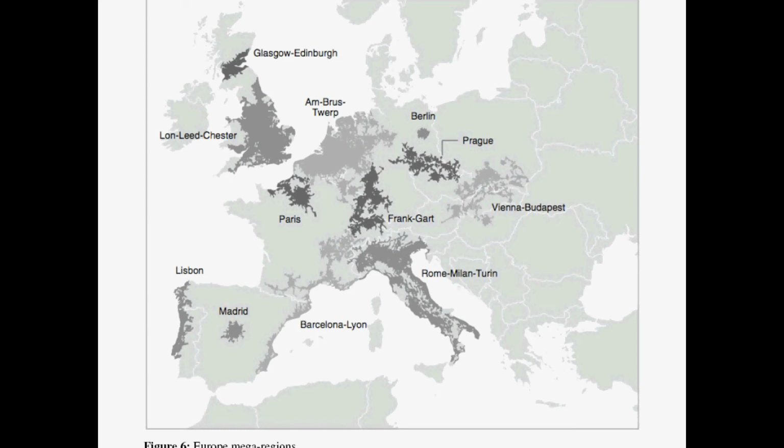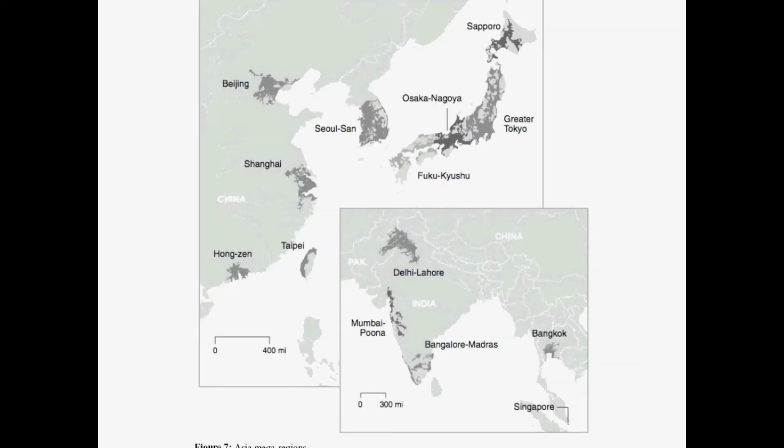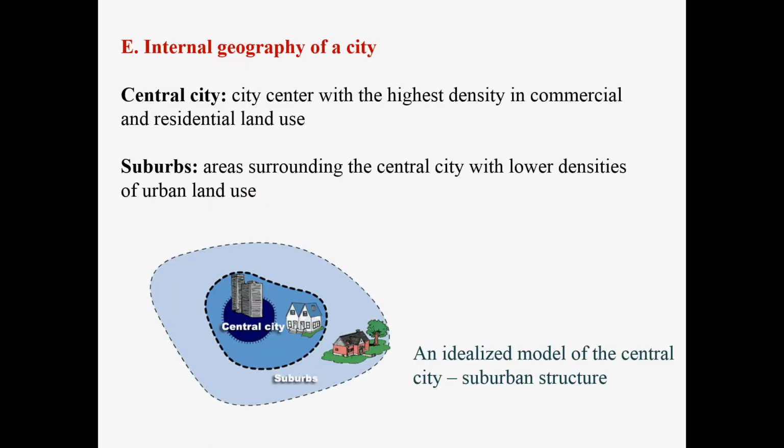many other mega cities in Europe, such as you see on this map, also in Asia as well, in both East Asia and South Asia. Okay. And finally, let's talk about the internal geography of a city.